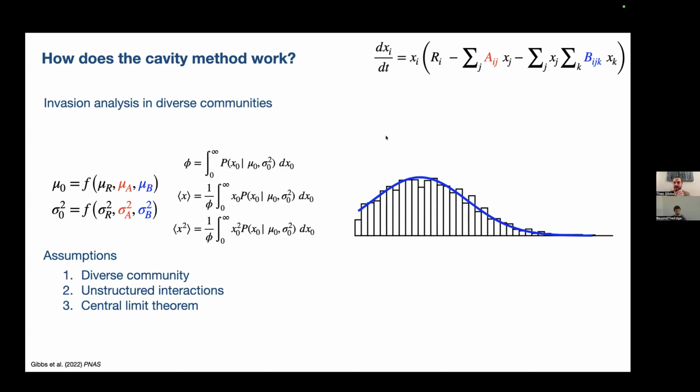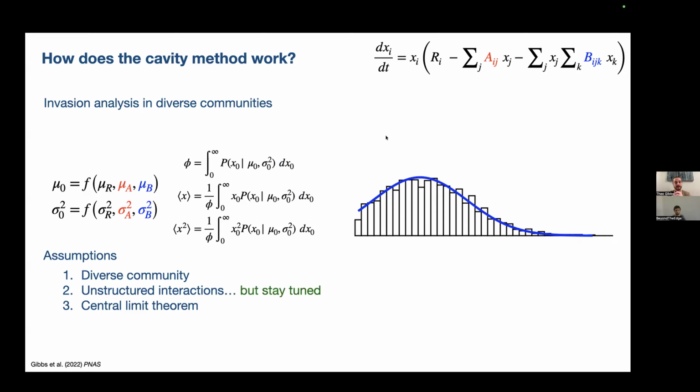So there are, of course, some assumptions. You need this community to be diverse. This theory really applies in the limit of an infinite number of species. It helps to have unstructured interactions, so that there are no specific correlations between the interactions, which would definitely ruin this kind of prediction if they survive in the macroscopic limit. And then, of course, you need the central limit theorem to be satisfied.